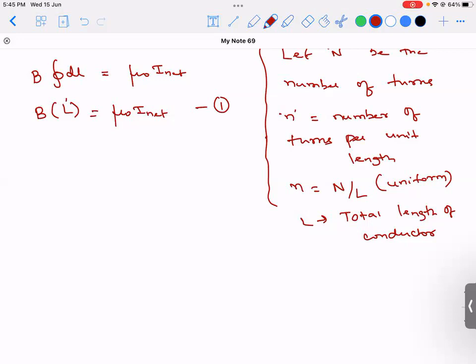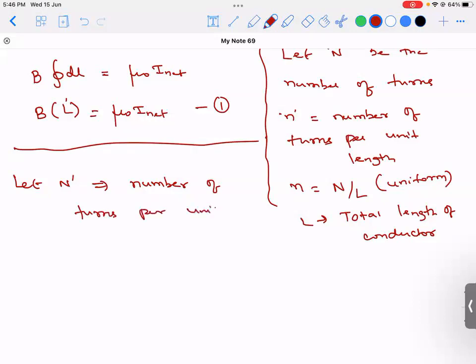So when this is a constant, now observe, let N dash be the number of turns in length L dash. Then what is small n equal to? N dash divided by L dash, correct? So can I write N dash is equal to n into L dash? Is that right? So the number of turns in the length of the Amperian loop is N dash. That N dash can be written in terms of small n as small n into the length of that Amperian loop.